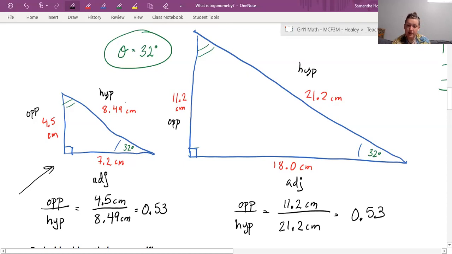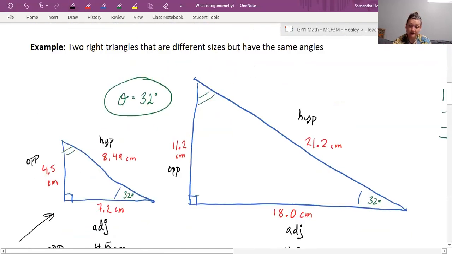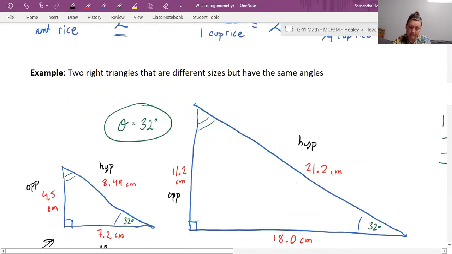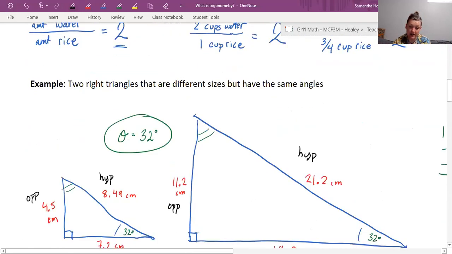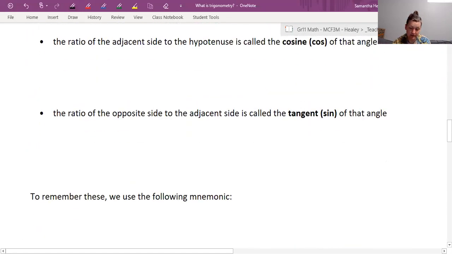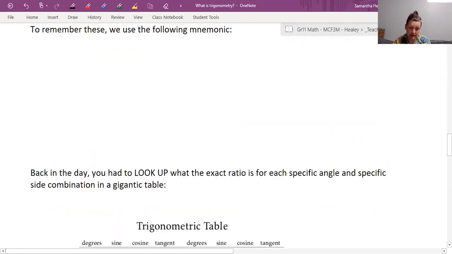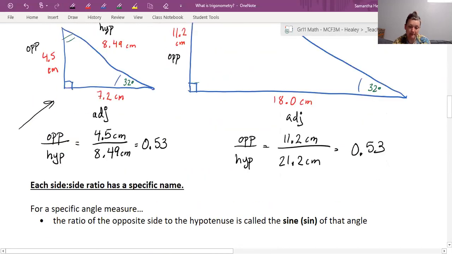So that is true, though, specifically for these two sides, this pair of sides. So it's true for just this pair of sides, and it's true for this specific 32-degree angle. So that's a really important point, and I'm pretty sure I wrote it later. Did I write it later? Maybe? Yes, I did. Okay, so we'll get to that.